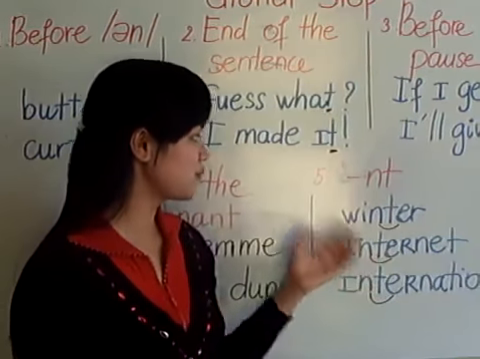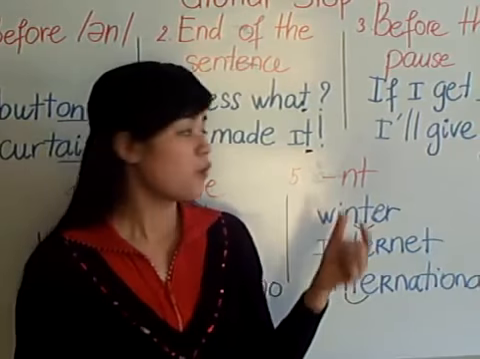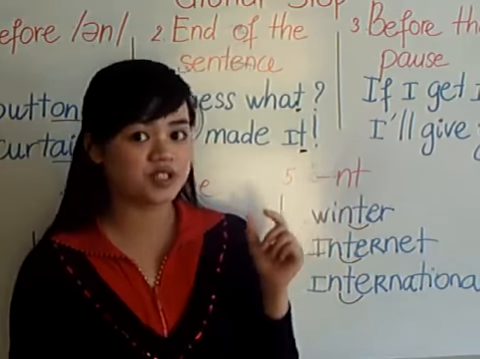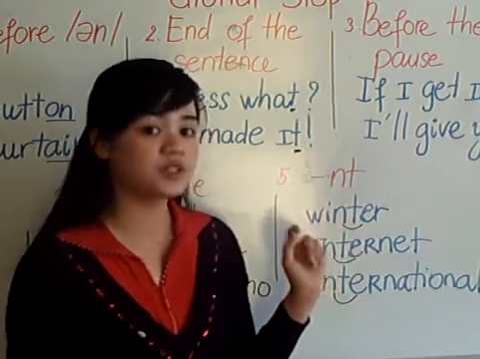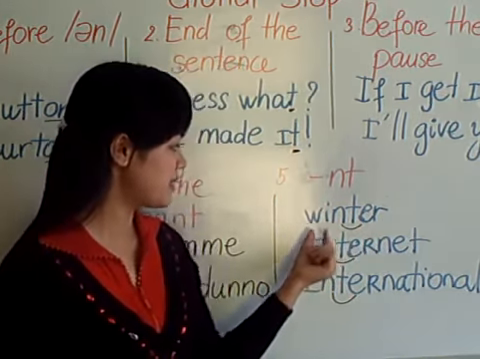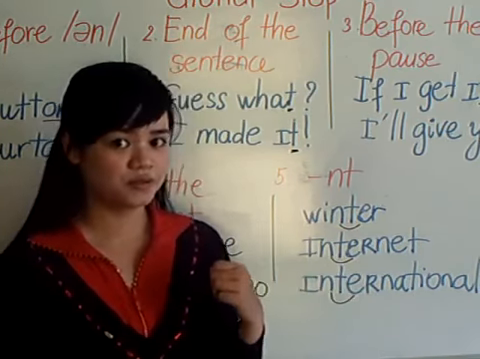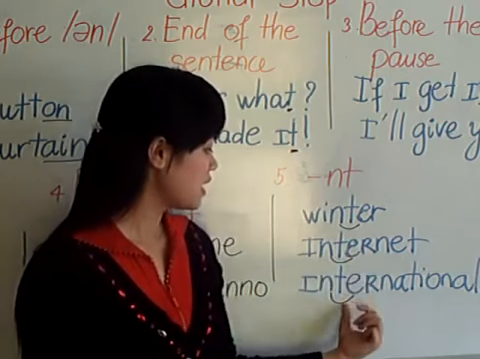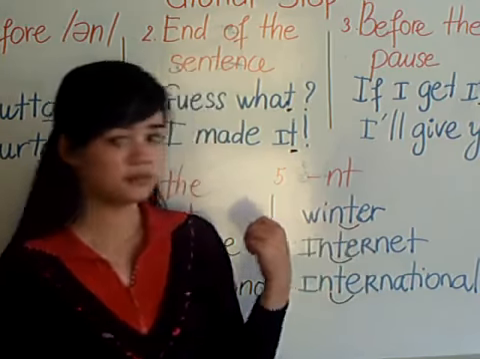And the last, when the letter T goes with N, it means when N and T go together, then you don't have to pronounce the sound T. You link these two together and say winner, internet, international. Once more, international, internet, and winner.